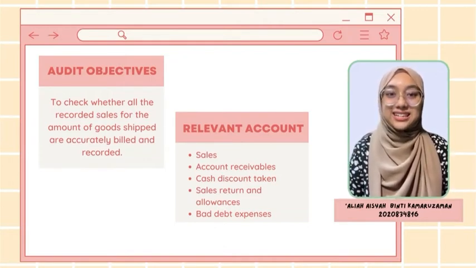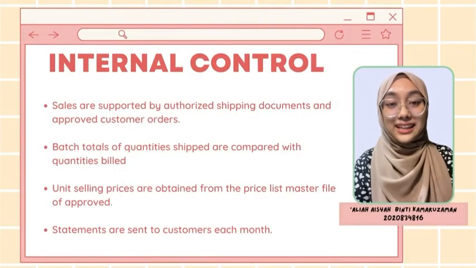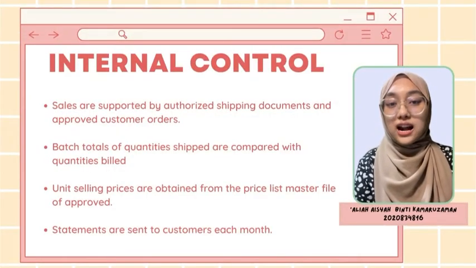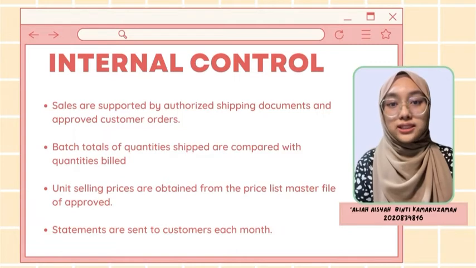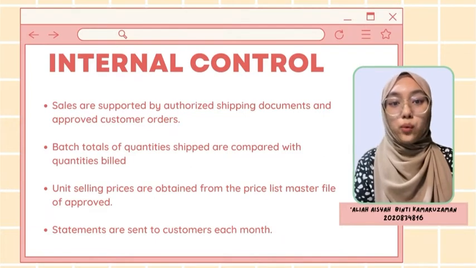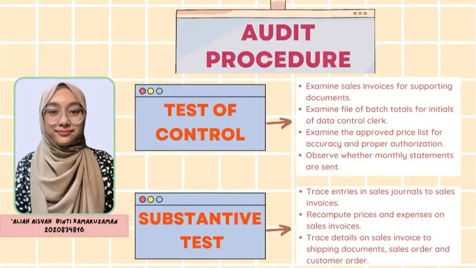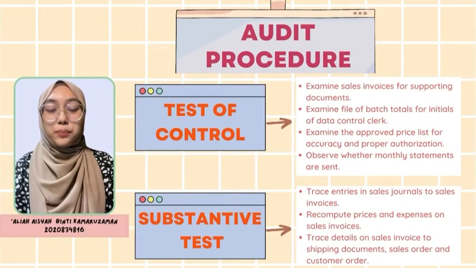bad debt expenses. The internal controls for accuracy are that sales are supported by authorized shipping documents and approved customer orders, batch totals of quantities shipped are compared with quantities billed, unit selling prices are obtained from the approved price list master file, and statements are sent to customers each month. Next, it is the audit procedure.